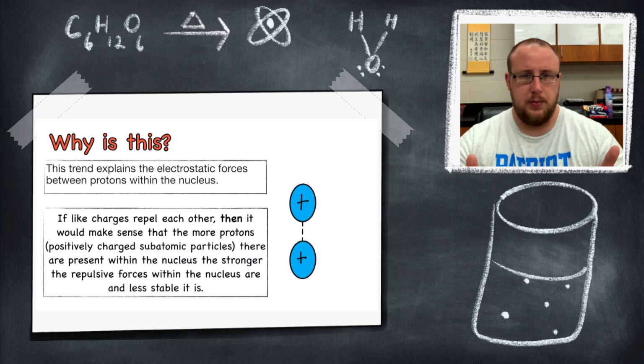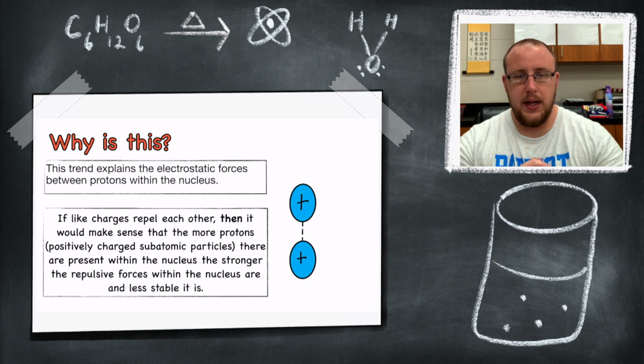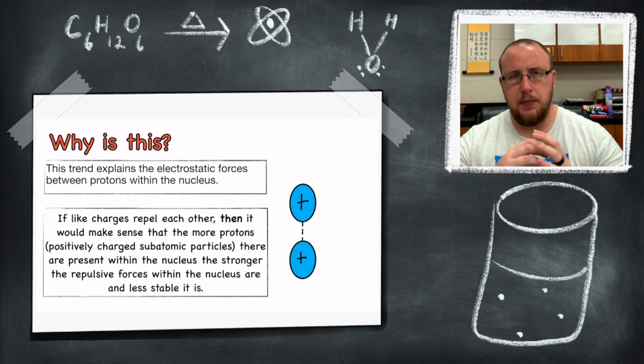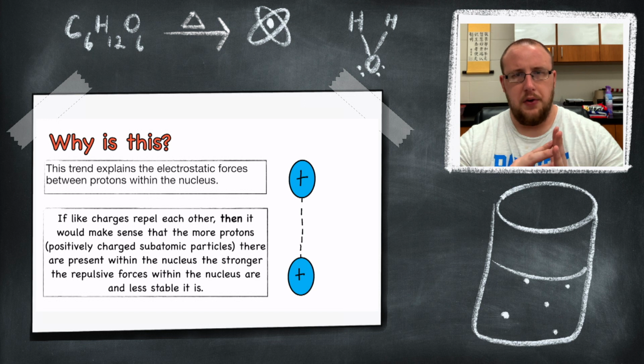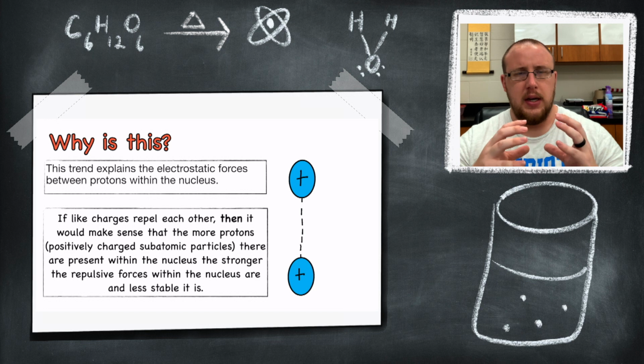Before we get into practice problems, why is this important? Why is this a thing? Why is the band of stability a deal in chemistry? Well, this trend explains the electrostatic forces between protons in the nucleus. We talked about how the protons are going to be repulsed by each other. That's why we need neutrons in there to space them out a bit, so that those protons aren't trying to completely repel each other.